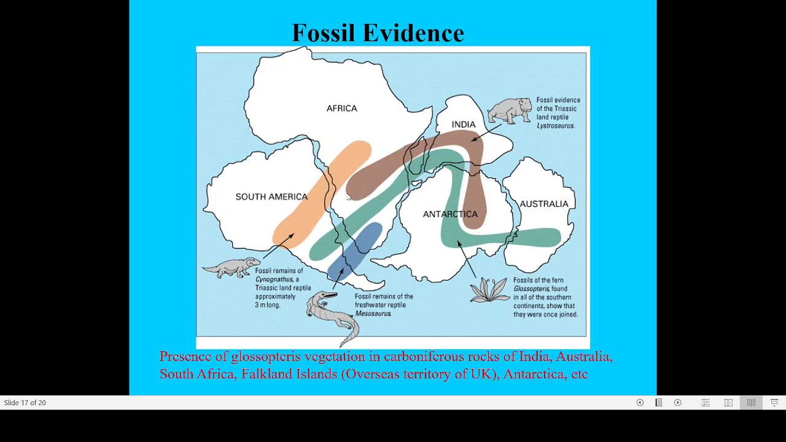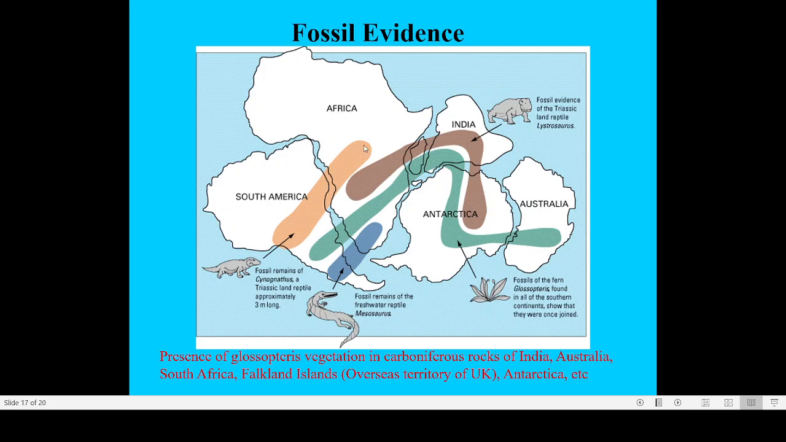That is, India was near to Antarctica once. So that is the only explanation that we can give. Then there is another, the fossil remains of the freshwater reptile Mesosaurus. Mesosaurus fossils were obtained from the southern region of South America and also from the southern region of Africa. So these are another fossil evidence, and we have one more evidence, that is Sinognathus.